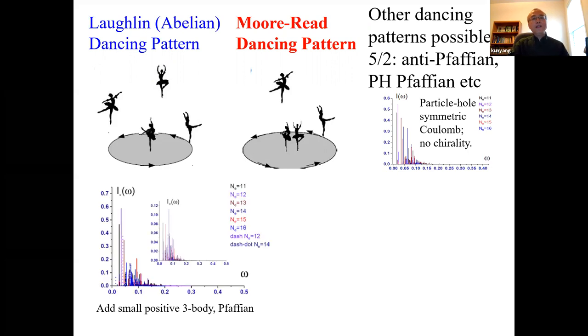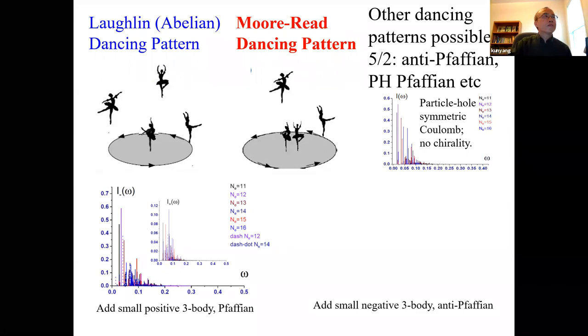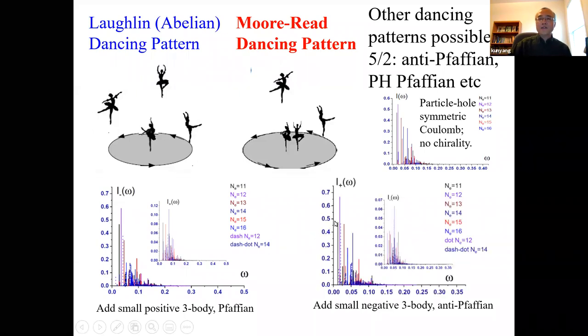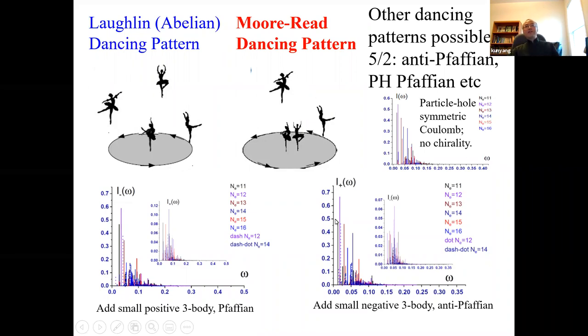And in that case, we indeed find that the spectral weight is dominated by minus two. So the plus two spectral weight is still there, but it's only some 20% of the minus two spectral weight. On the other hand, if you add a small negative three body interaction, that favors anti-Pfaffian. Well, in that case, the reverse happens: the plus two spectral weight dominates and the minus two spectral weight is less than 10%.